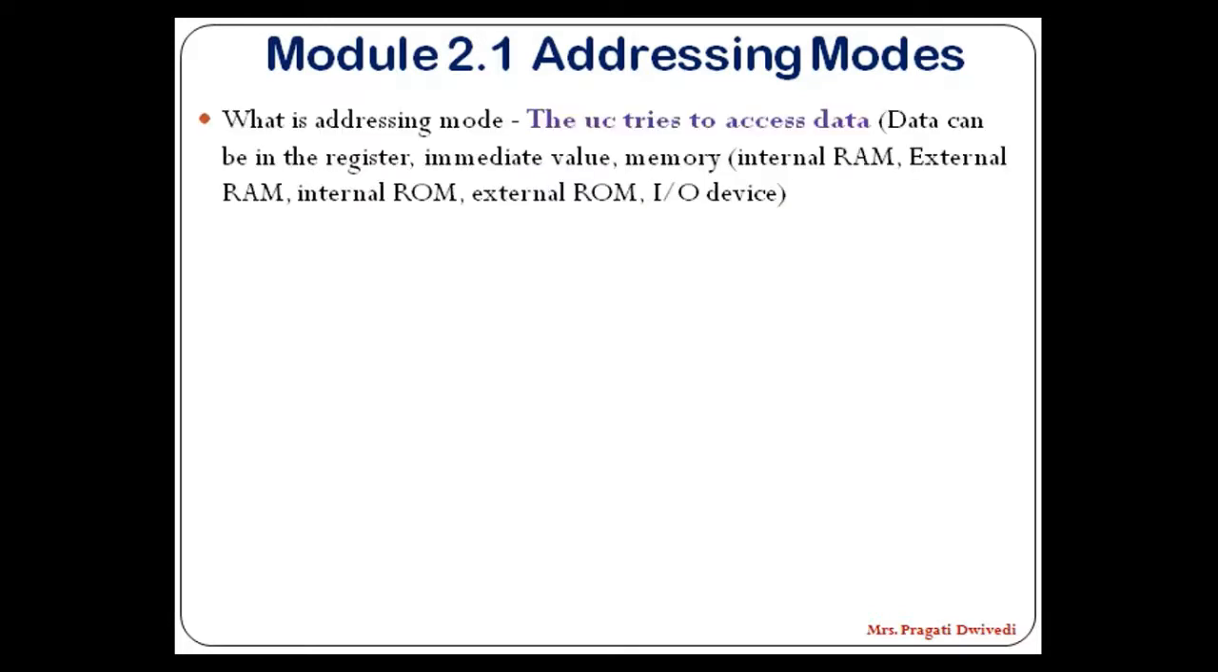So what is addressing mode? It is the way in which the microcontroller tries to access the data. So this data can be anywhere. It can be inside a register. It can be an immediate value which you give in the instruction directly, or it is there inside some memory. Now memory can be internal, external, anything, or it may be coming from some IO device. So this is what addressing mode is.